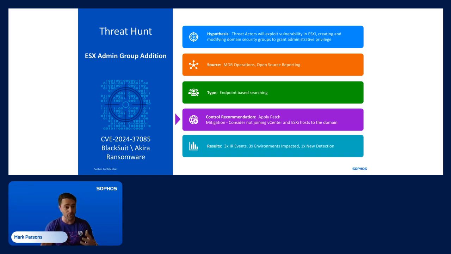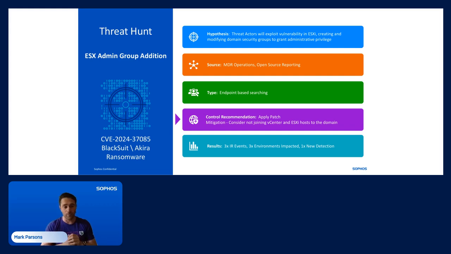After that, we have the type of hunt, which is an endpoint-based search, which is what type of data we're going to actually look at and how we're going to look at it. In this instance, we're going to look at the data coming from our endpoints. And finally, you as defenders, how do you control or protect yourselves against this attack? Please apply the patch. The patch came out in June. I absolutely recommend you do so. If you are unable to apply patches, which is the case at times, there is a mitigation which you should consider: not joining that vCenter or ESXi host to the domain.